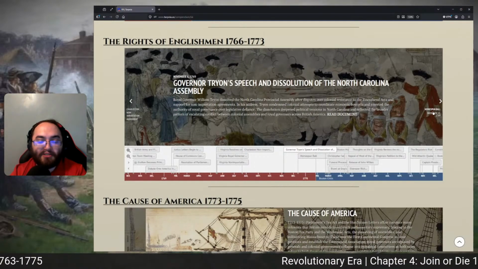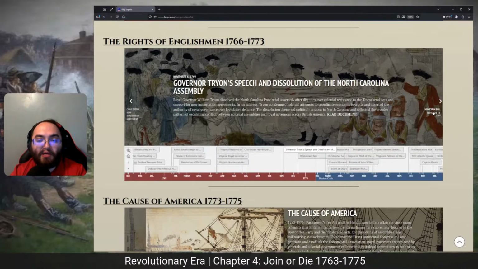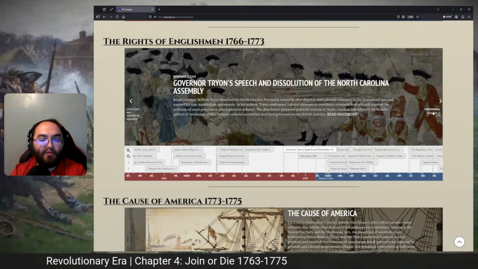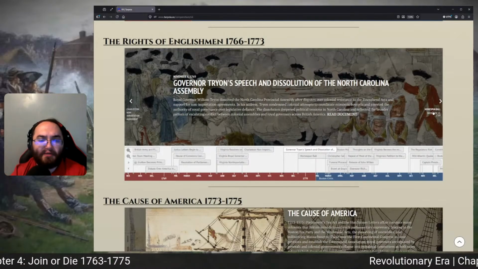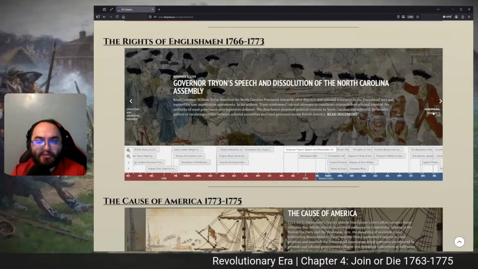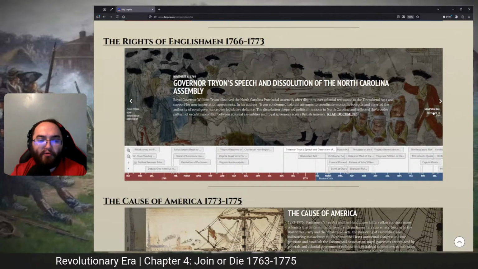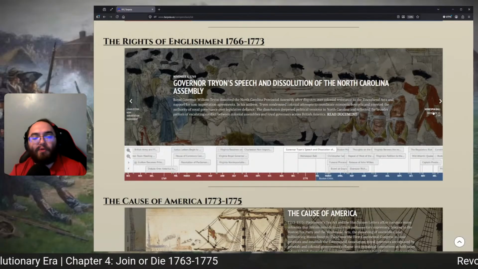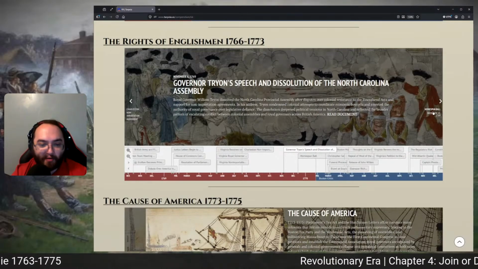In his address, Tryon condemned colonial attempts to coordinate economic boycotts and asserted the authority of royal governance over legislative defiance. The dissolution deepened political tensions in North Carolina and reflected the broader pattern of escalating conflict between colonial assemblies and royal governors across British America.